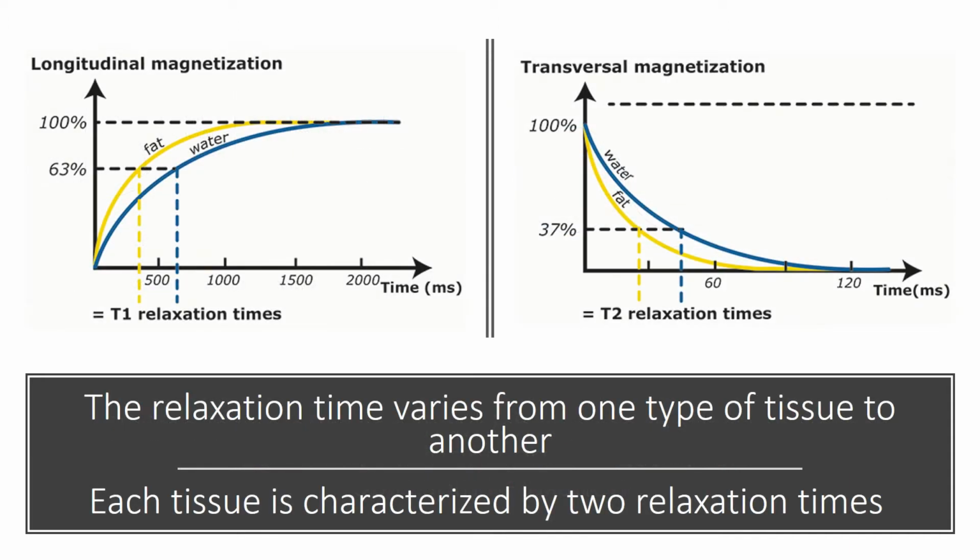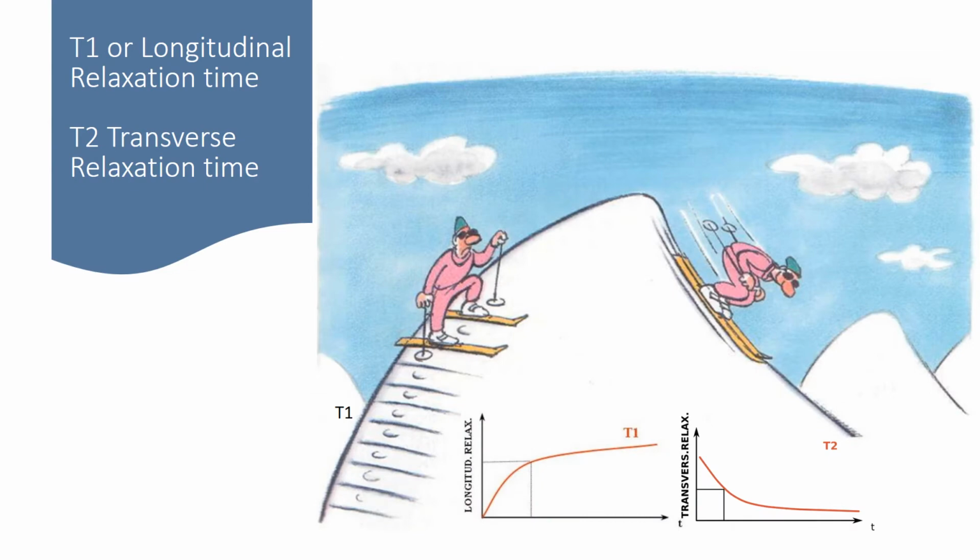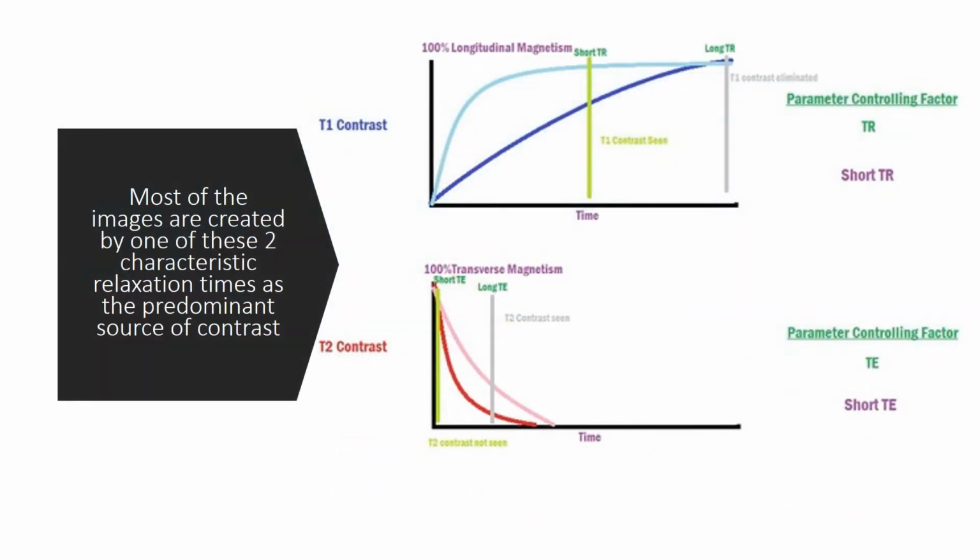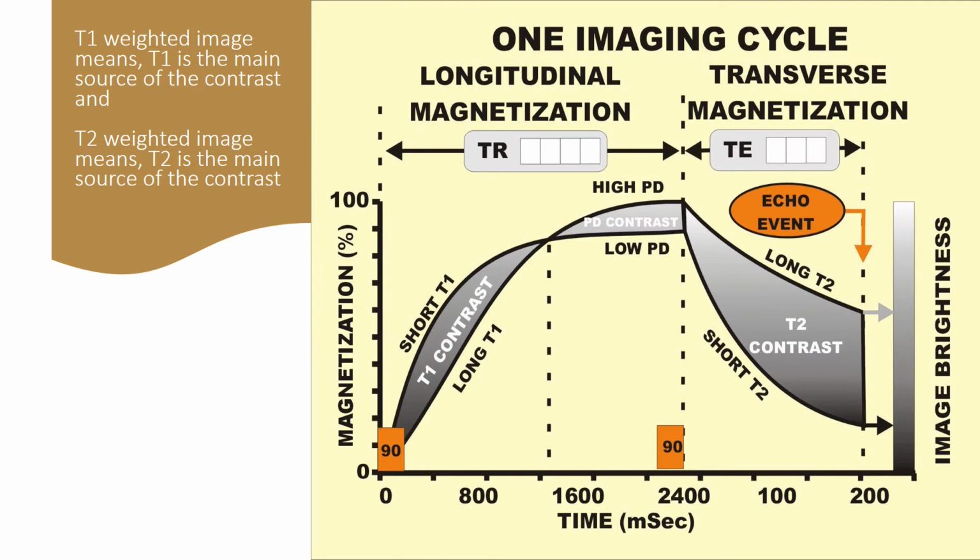The relaxation time varies from one type of tissue to another. Each tissue is characterized by two relaxation times: T1 or longitudinal relaxation time, and T2 or transverse relaxation time. Most of the images are created by one of these two characteristic relaxation times as the predominant source of contrast. T1 weighted image means T1 is the main source of the contrast, and T2 weighted image means T2 is the main source of the contrast.